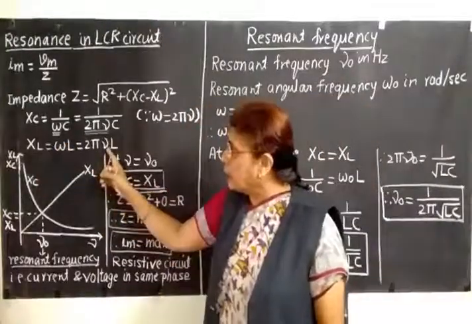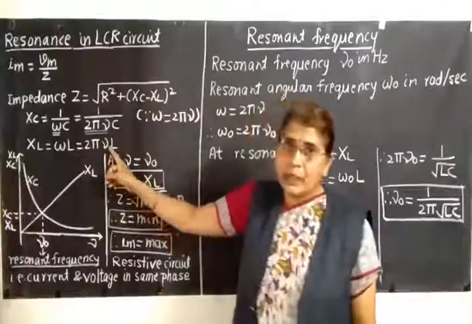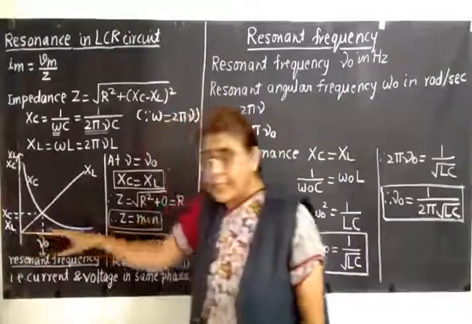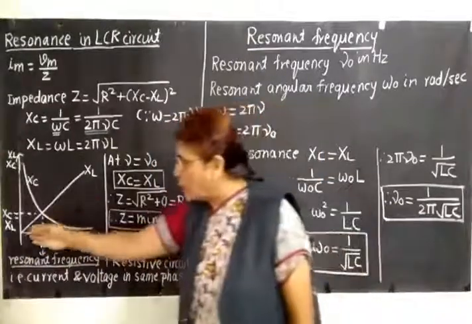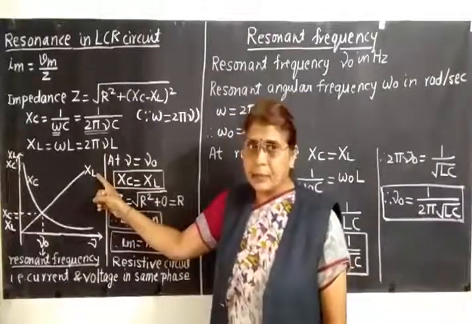Now observe the expression for XL. XL is 2 pi nu L. The meaning is XL is directly proportional to frequency. What is the meaning? As frequency increases, XL also increases along a straight line. So this is for XL.